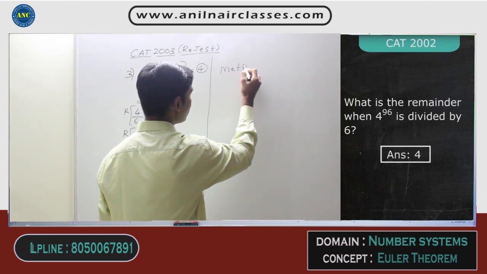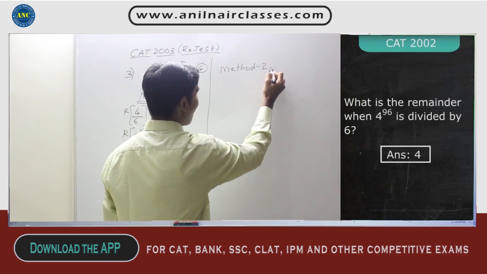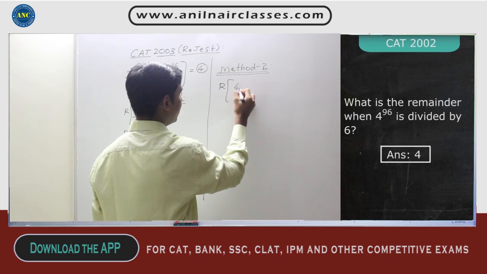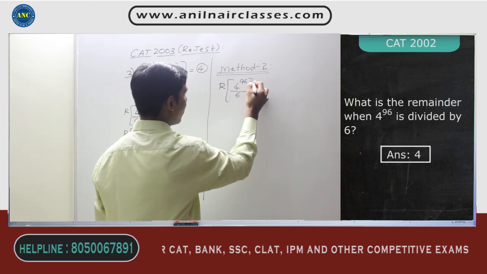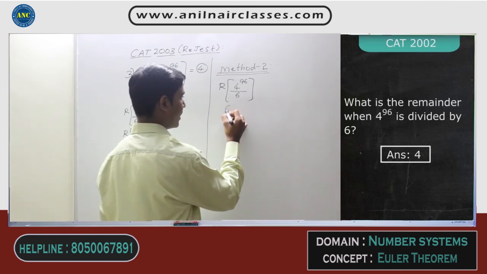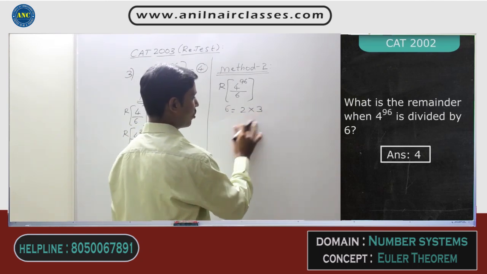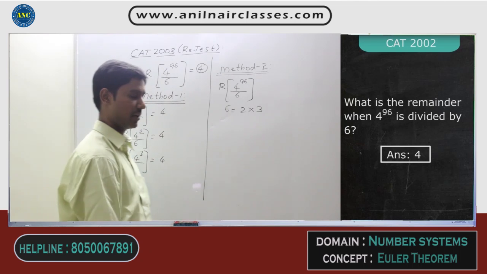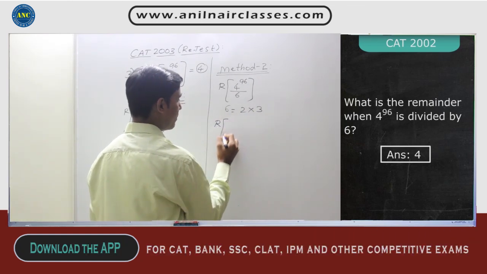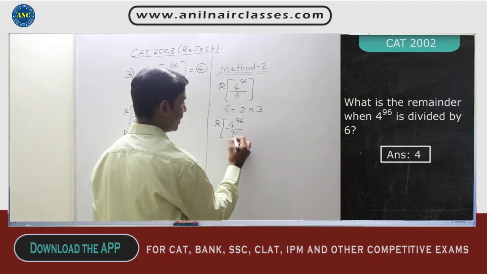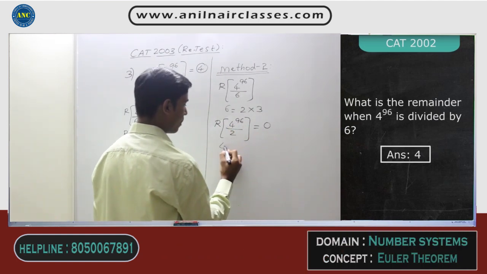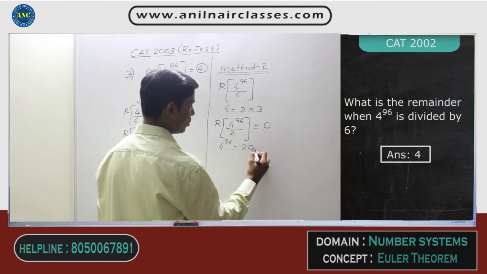Method 2. Now see here. Method 2, I can apply some other method that we have discussed in our regular class. 4 power 96 divided by 6. Now, I can apply Euler's theorem. 6 I can write as 2 into 3. Sorry, it's not Euler's theorem, I am making use of the Chinese remainder theorem. Right, it is the Chinese remainder theorem. 6 is 2 into 3. That means remainder when 4 power 96 is divided by 2. 4 when divided by 2 is perfectly divisible. So 4 power 96 can be written as 2 into some constant.